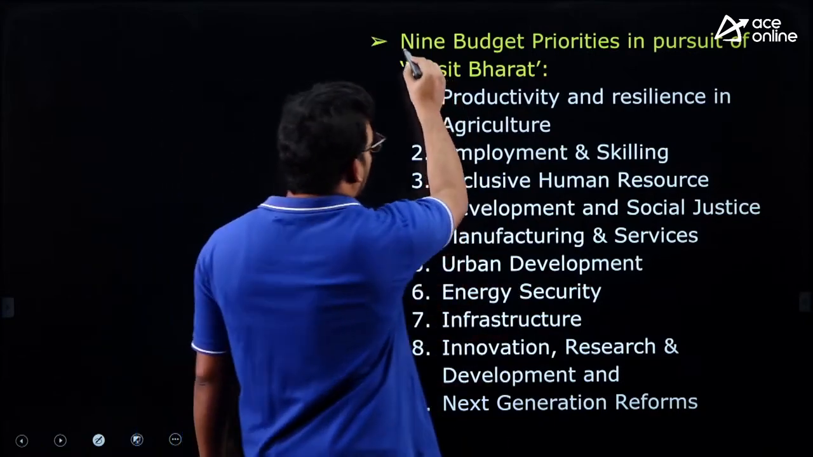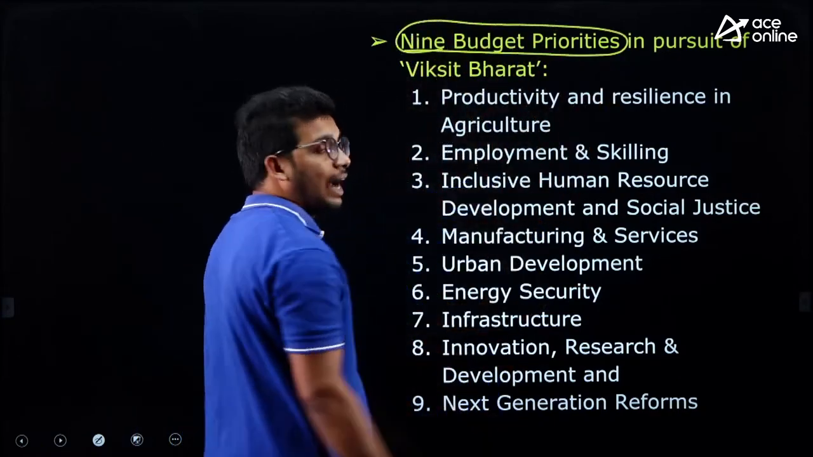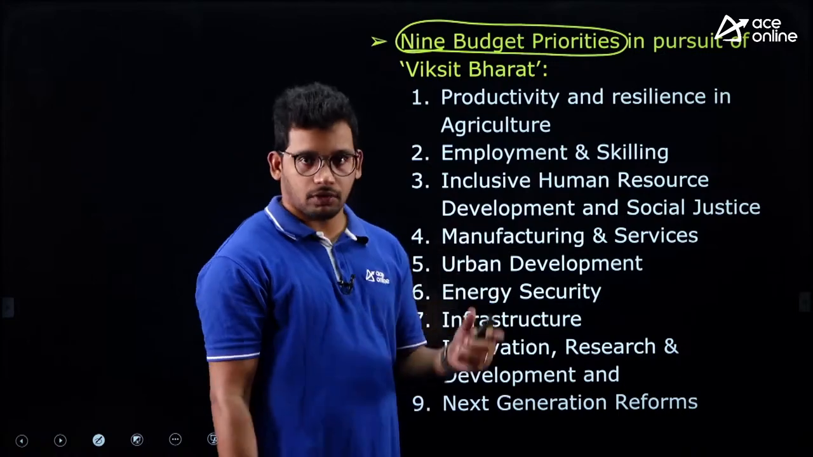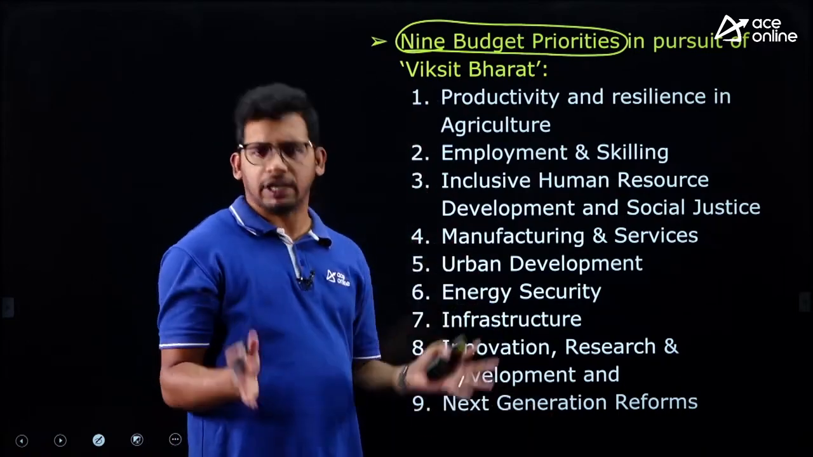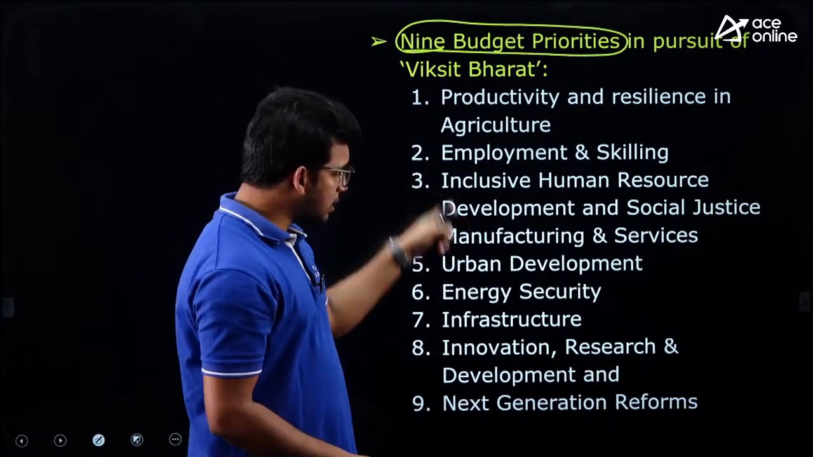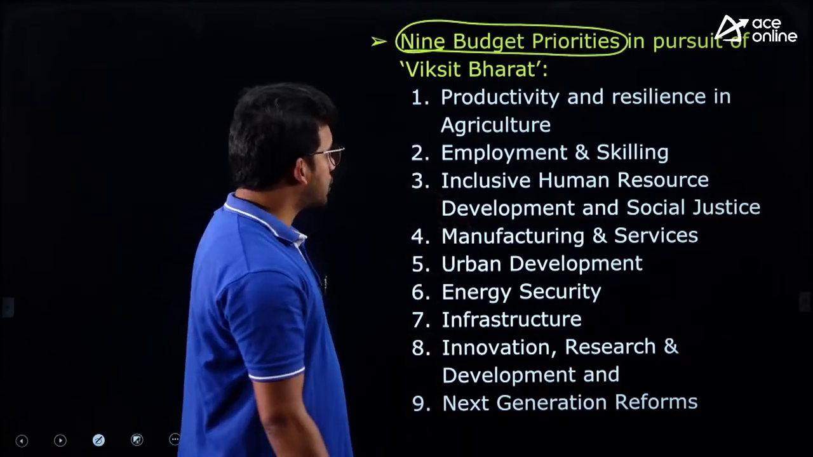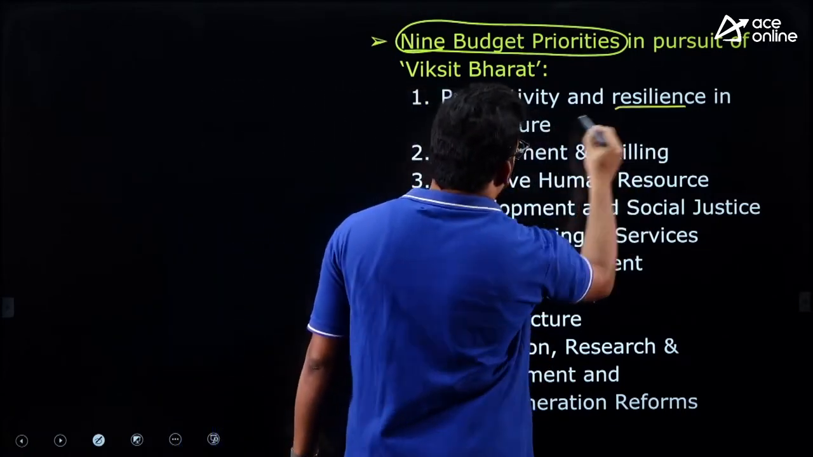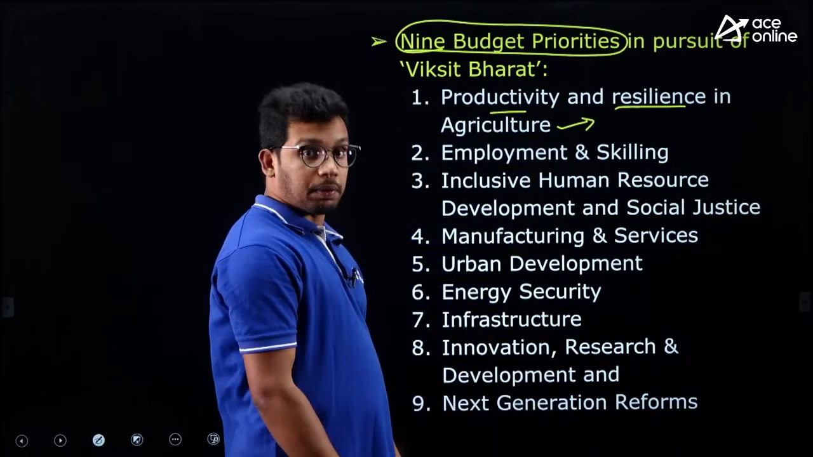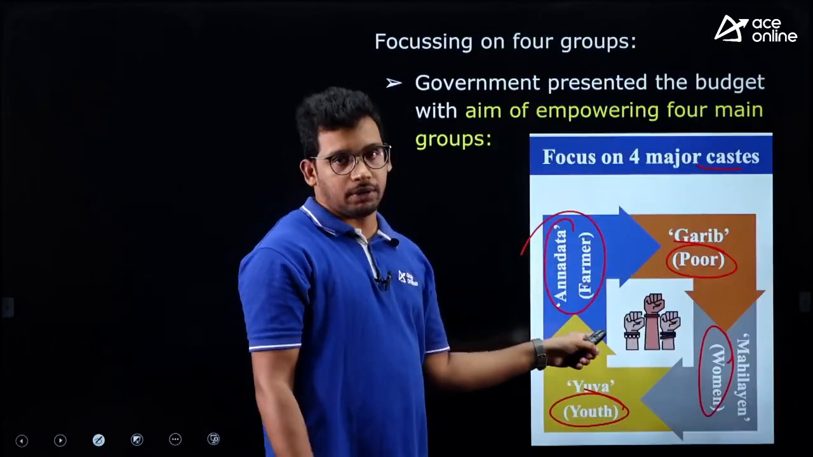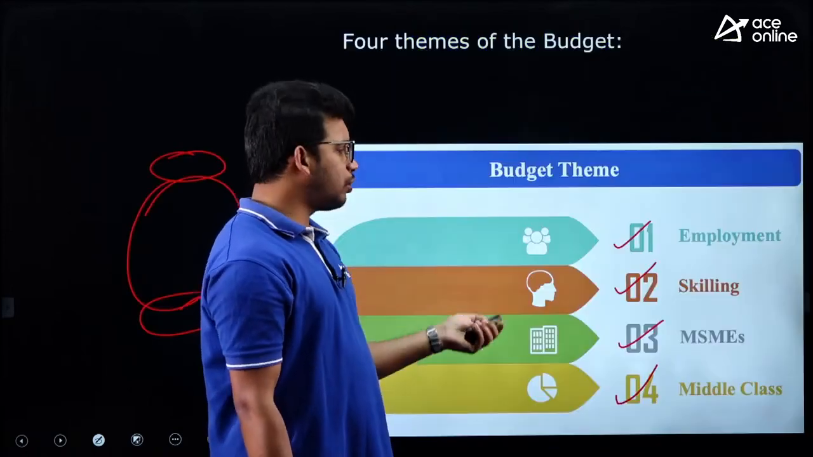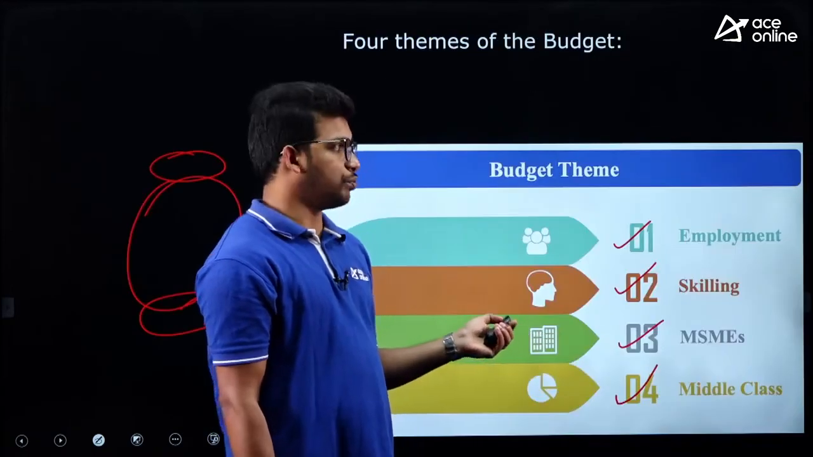These are the 9 budget priorities under the Developed India objective, right. So government is going to allocate all the funds of this year's budget under these 9 priority areas. First one, productivity and resilience in agriculture. So this is part of agriculture and you can interlink it to employment as well as the farmers. So all these 9 can be interlinked to all these 4 themes and 4 groups, right.